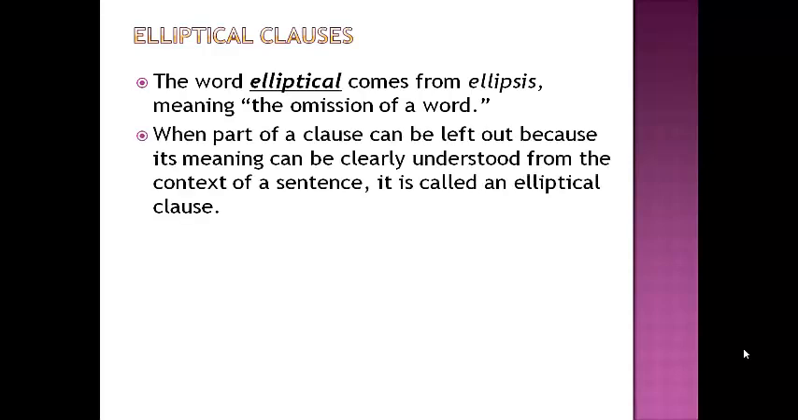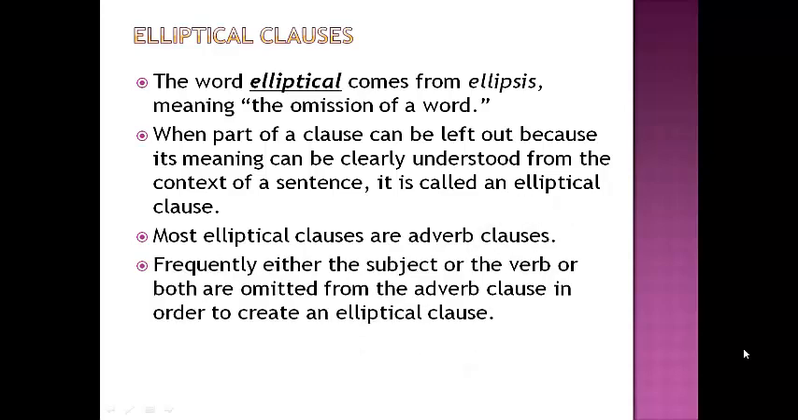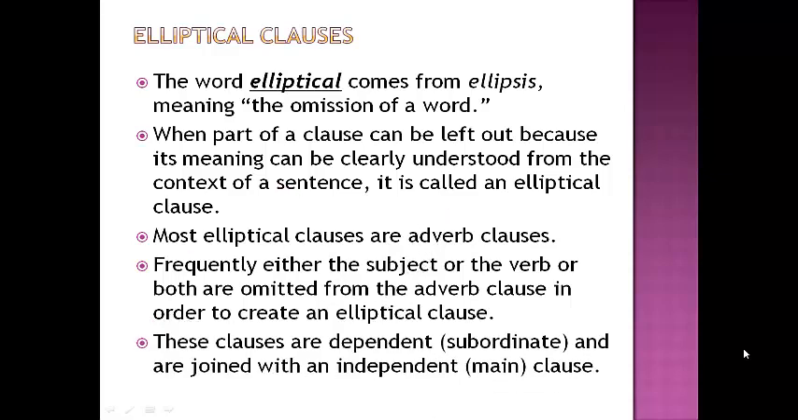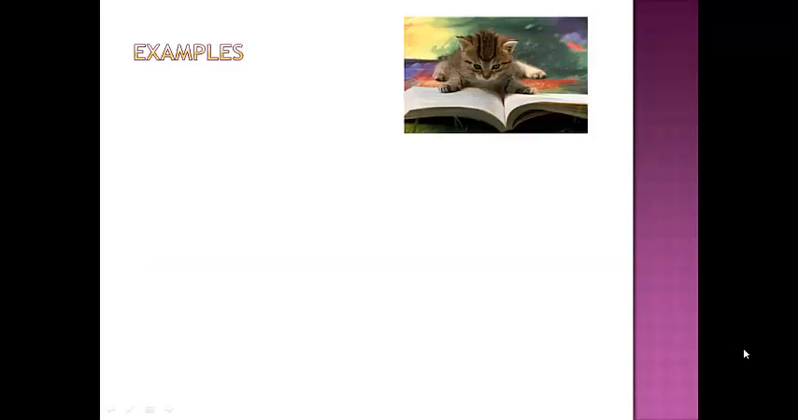When a part of a clause can be left out because its meaning is clearly understood from the context of a sentence, it is called an elliptical clause. Most elliptical clauses are considered to be adverb clauses. Frequently, either the subject or the verb or both have been omitted from the adverb clause in order to create the elliptical clause. These clauses are dependent or subordinate, and they have to be joined to an independent or main clause for meaning. So let's look at some examples.